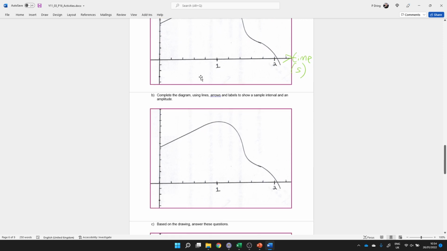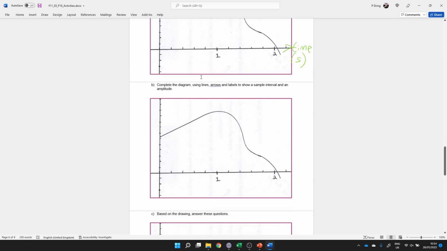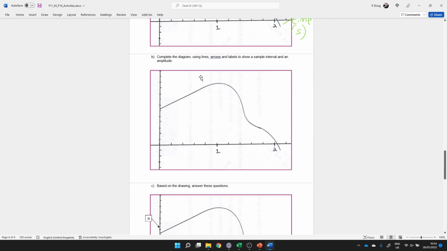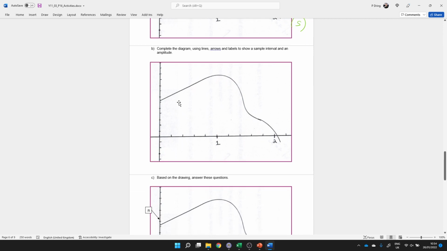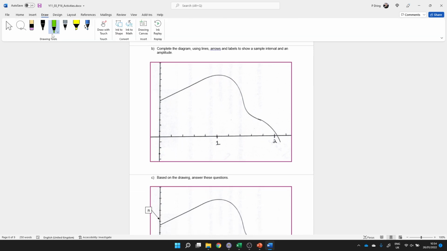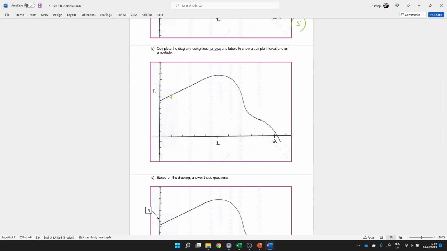Then it says complete the diagram using lines, arrows and labels to show a sample interval and an amplitude. Well, it doesn't really tell us enough to be able to do this properly. It's a silly question, but I'm assuming that we sample every time that there is a mark on the x-axis. So we're sampling every time there's a tick on the x-axis.